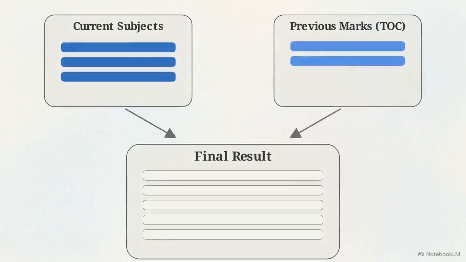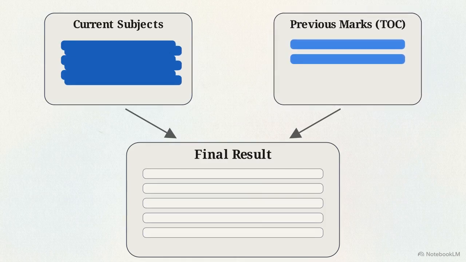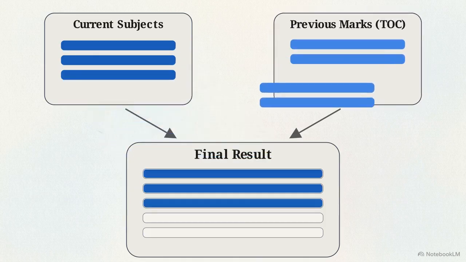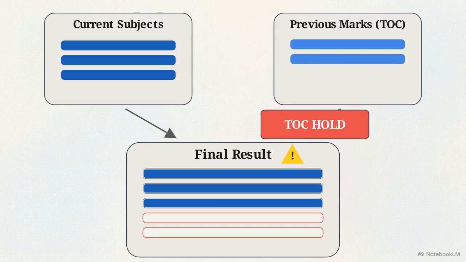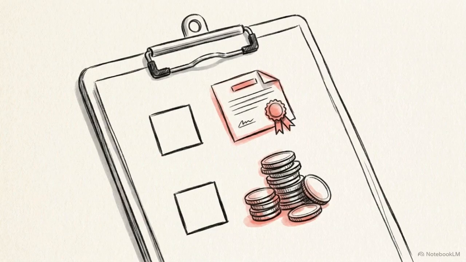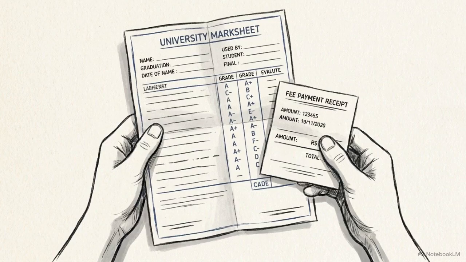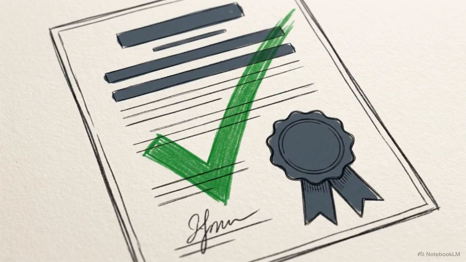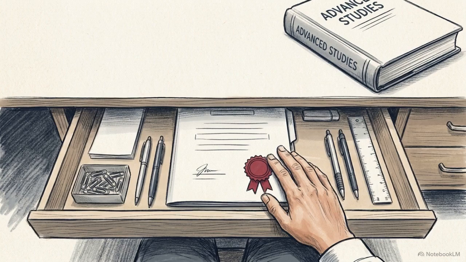Another common hold involves TOC, or transfer of credit. You might pass your current subjects, but notice your previous passing marks haven't migrated over to this new result. This happens for 2 reasons. Either you didn't submit your original failed mark sheet, or you submitted it without paying the required late fee. Bring the physical mark sheet and the late fee receipt straight to the regional center. Clearing these administrative roadblocks forces the system to process your actual scores, saving you the time and expense of retaking an exam you have already finished.